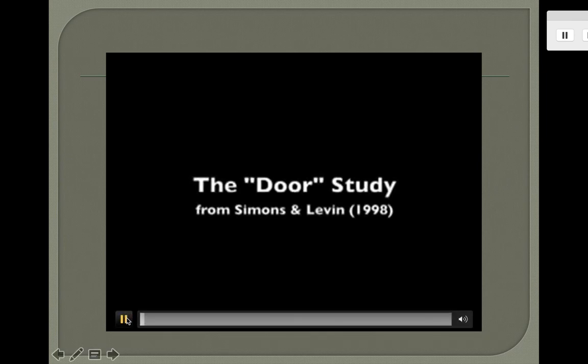Essentially, the setup of the door experiment is the following. An individual walks up to a random person on campus and asks them for directions. So as the individual is talking with that person about, like, hey, how do I get to building X, other individuals walk past right in between them with a door, and the one who's asking for directions switches out with a new individual. So the next person who's talking to the person giving the directions is a completely different person than the first one. And the idea was, can people detect the change? So here we're going to take a quick look at that video. The door study.